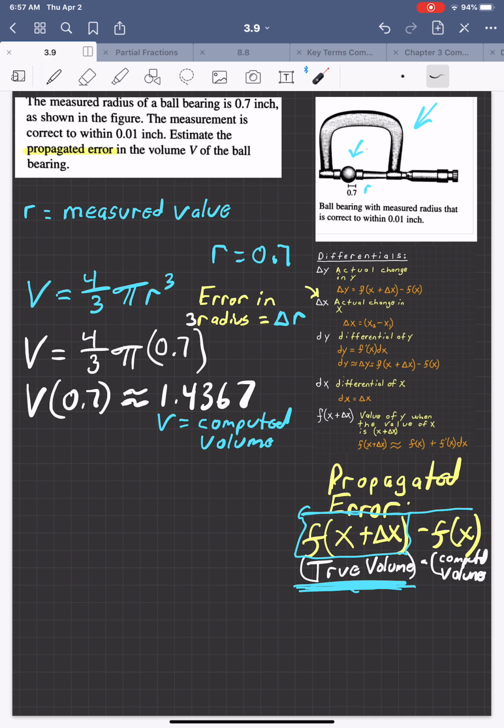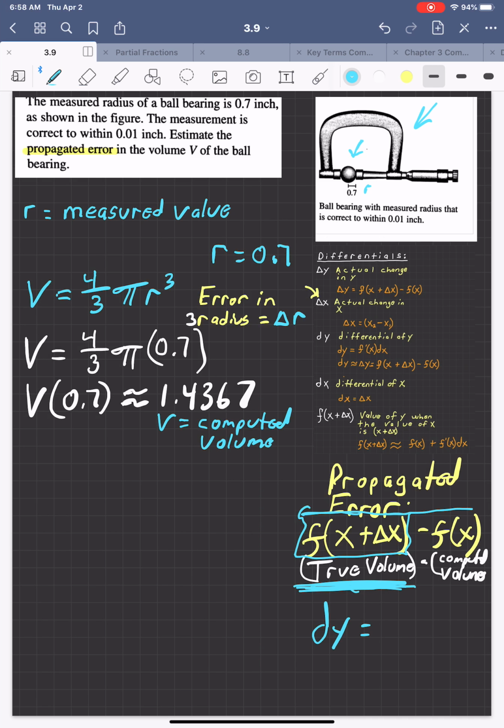Well, now is when I sell you on the differential. Notice that f of x plus delta x minus f of x can be estimated, there it is, by the differential of y. That's why you want to pay attention right now, because if I can find dy, that's not the true propagated error, but that is a good estimate of the propagated error. So what I want in this problem is to find dy. I hope that helps you.